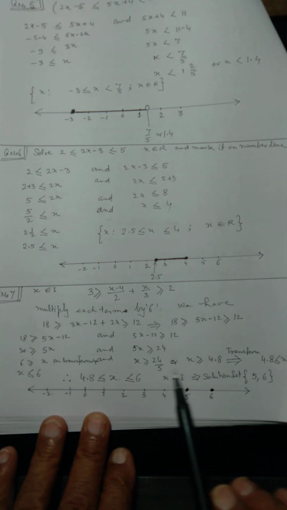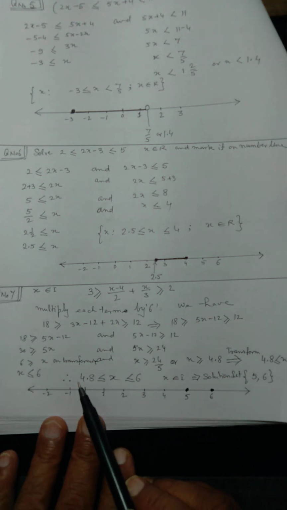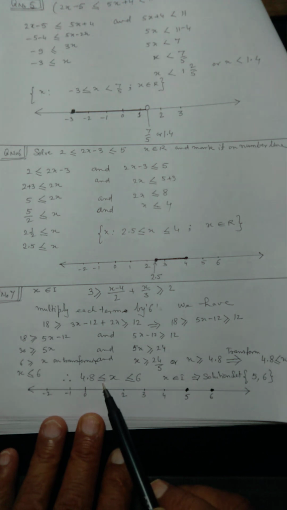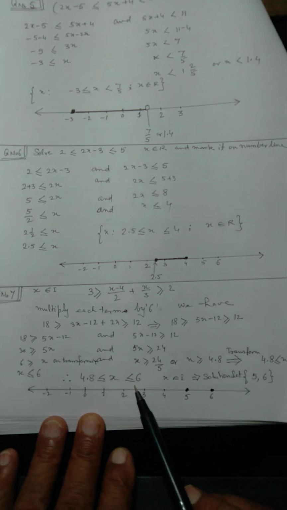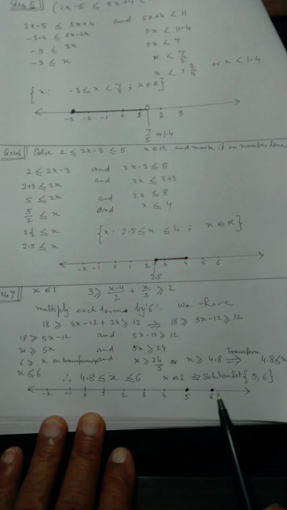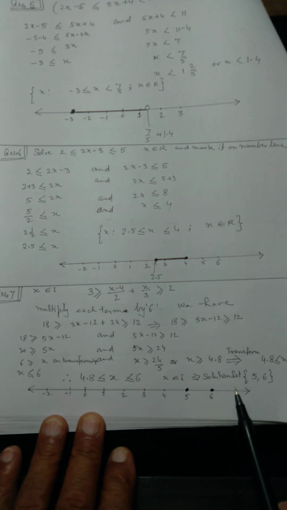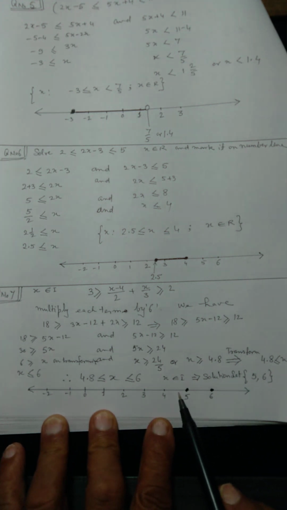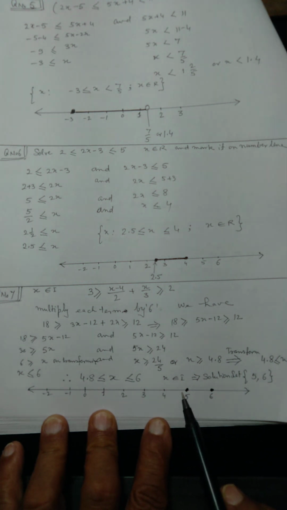So combining these two results, you will get the solution like this. 4.8 is less than or equal to x, and x is less than or equal to 6. Here x belongs to integer. The solution set will be 5 and 6. You see, 4.8 will come somewhere here, in between 4 and 5, nearest to 5 integer.